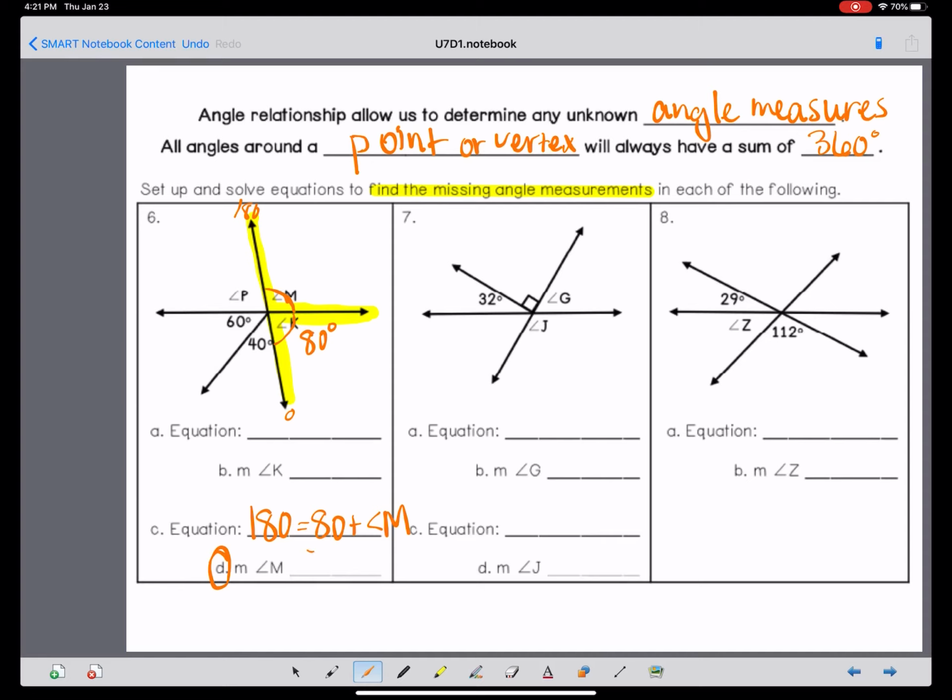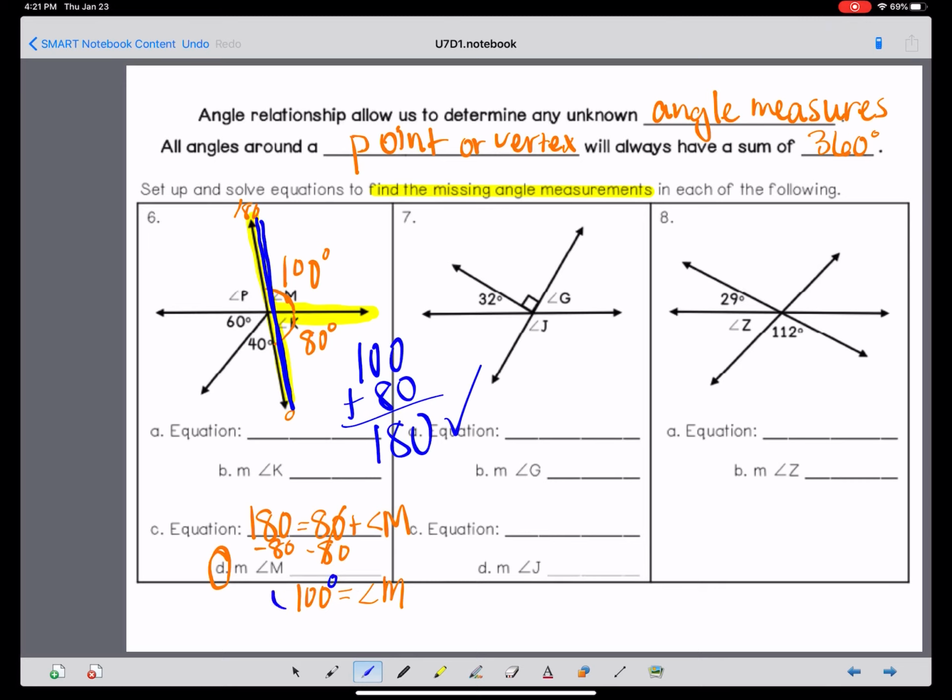And let's go ahead and try solving. I'm going to subtract 80 from both sides, and I will get 100 is equal to my angle M. That means angle M is 100 degrees. Is it true that if I add these together, 100 plus 80 equals 180? Yes, that is correct. What that means is we did our work correctly because we know that we need to have our angles add up to 180, because 180 is a straight line.